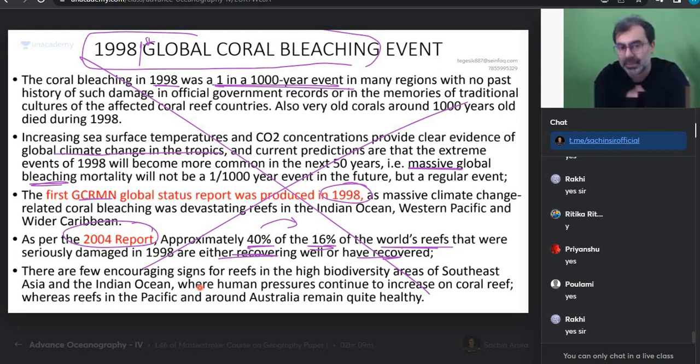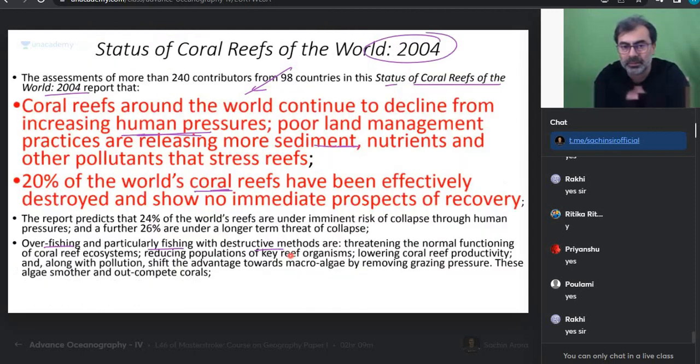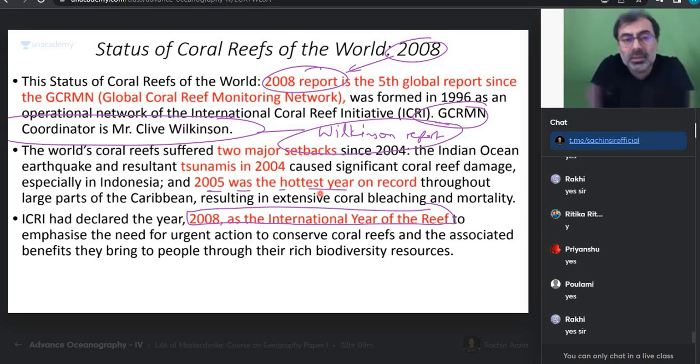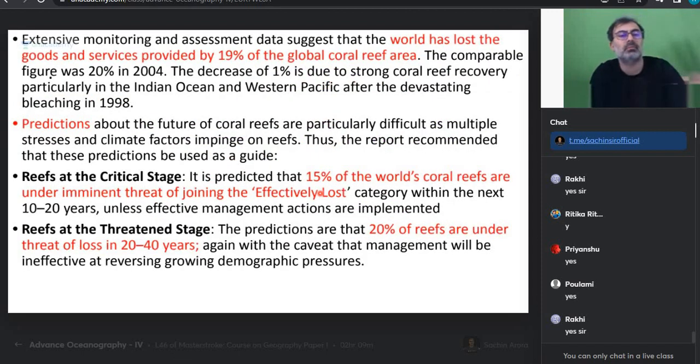So the story begins in 1998, after that global bleaching event. And then we can see that things are happening. And after 10 years of that, the UN celebrated the International Year of the Reef. 2005 was the hottest year on record. Think about today. We had the hottest April. What is going to happen in the coming days? It is only going to increase. Things will keep on increasing. Get that?